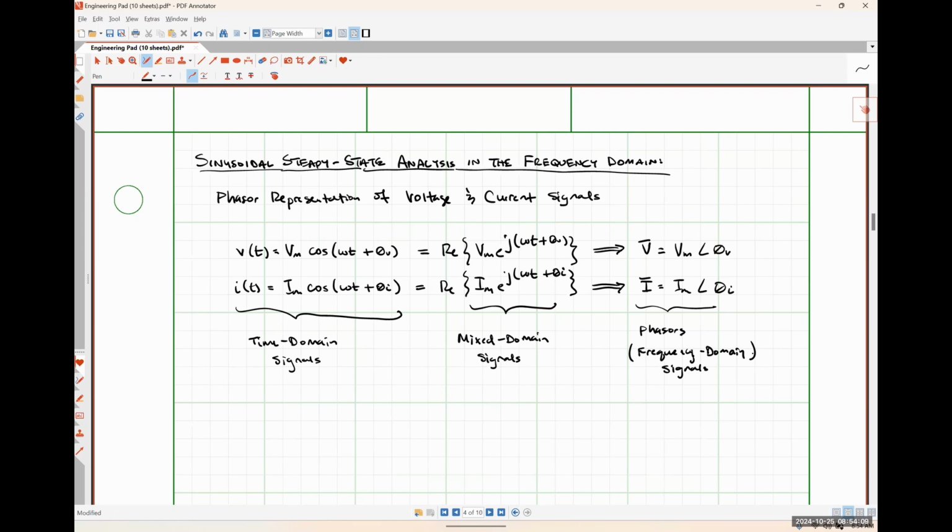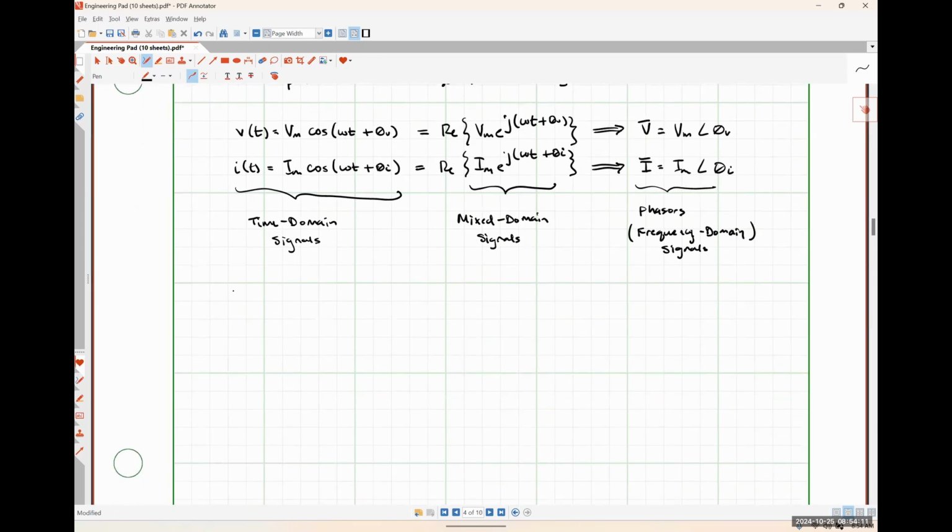Okay? So just as a quick example, even though we've already done this a couple of times, let's say that I have some voltage VA of t that is 8 cosine 77t plus 15 degrees volts. What would my phasor representation of this signal be? Why haven't you told me the answer yet? 8 angle 15.